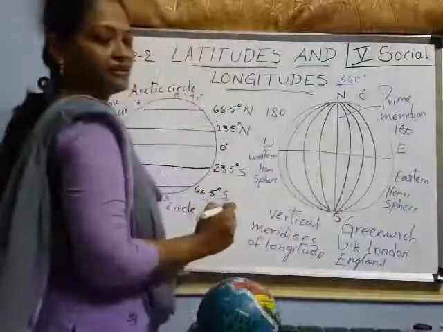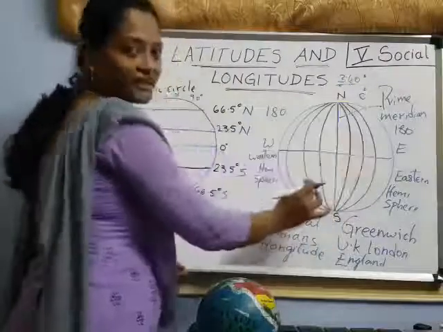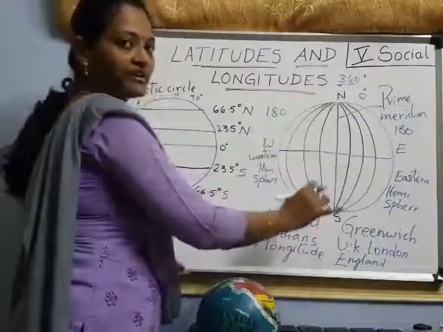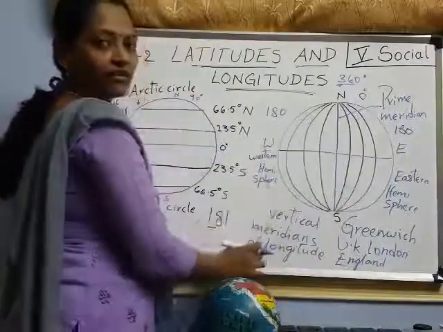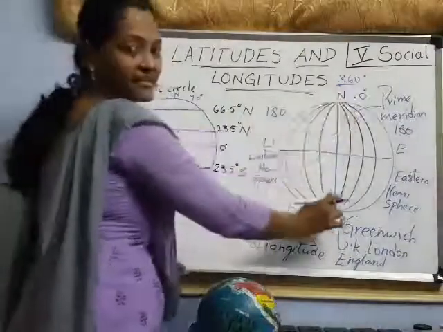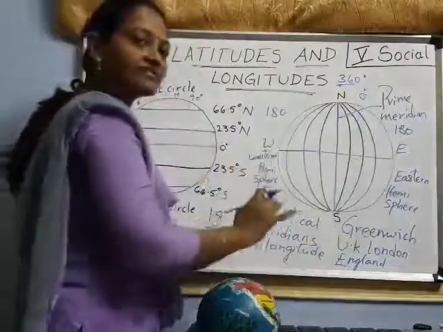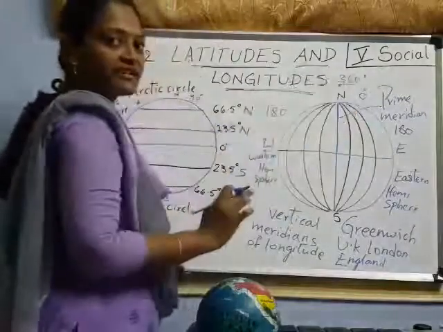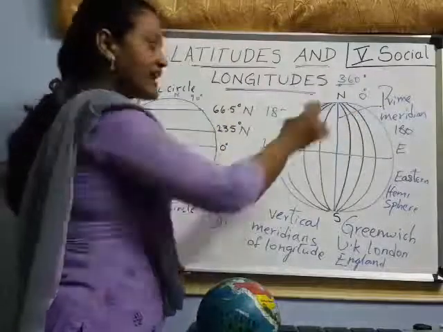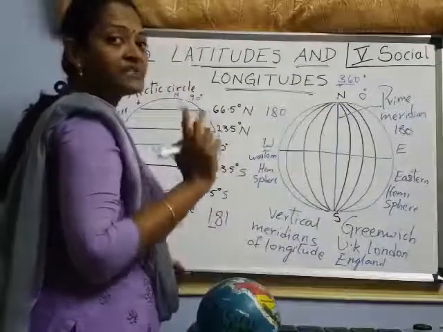Now look at here. Meridians means vertical lines, or longitudes. Any one you can call: vertical line, meridian or longitude. Now these meridians, the length is the same for all meridians. All meridians have equal length. How many did I say? 360. All the 360 lines have the same length.